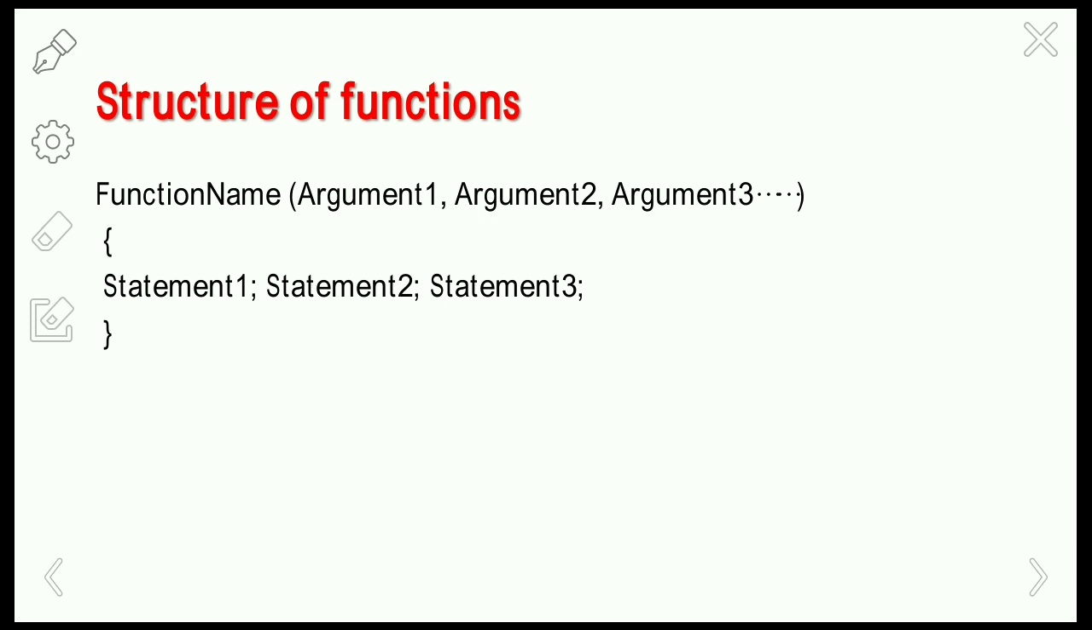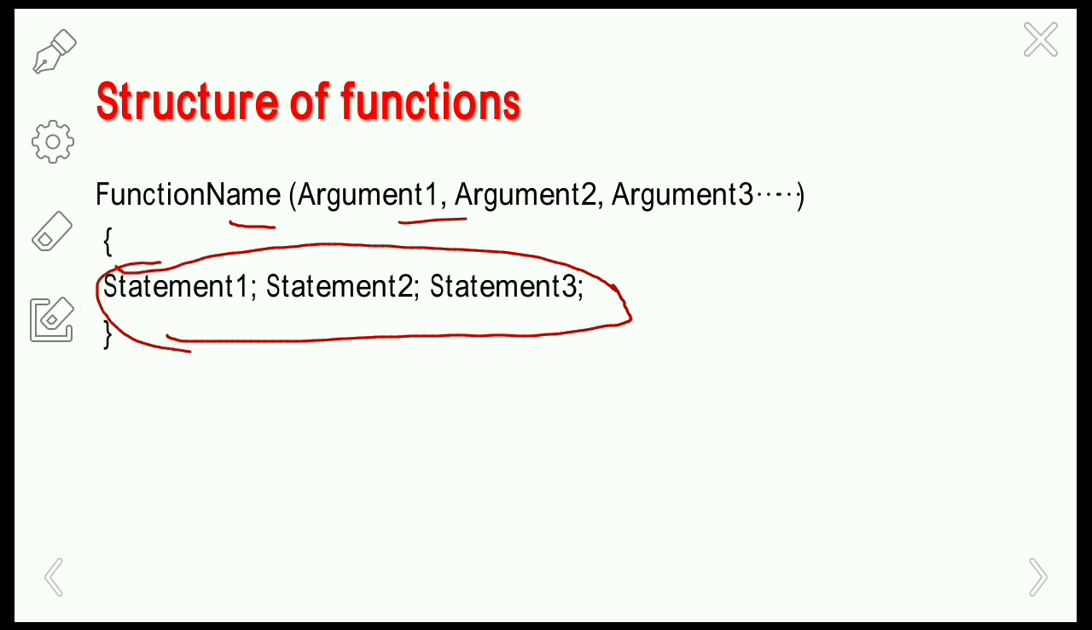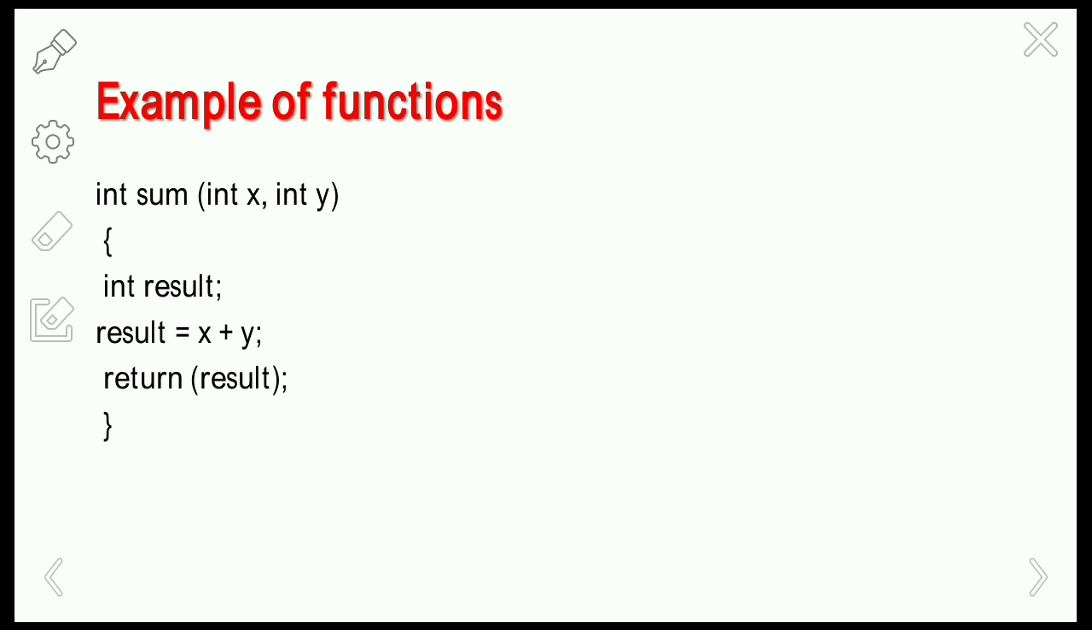Next, coming to the structure of functions. We know that a function is nothing but a set of statements that perform a particular task. A function is a self-contained block of statements that will perform a task of some kind. Here this is the function name, and you can pass some arguments in the function, which we will discuss later. And here are the statements to be executed when the function is called. So this is the structure of functions, and this is a simple example.